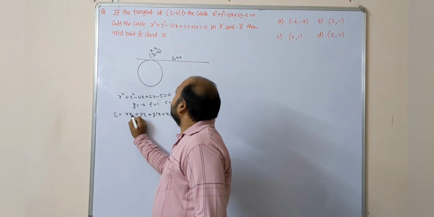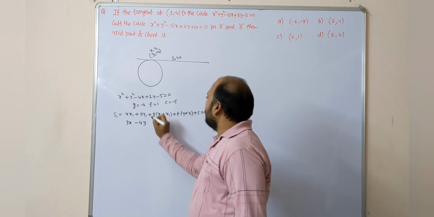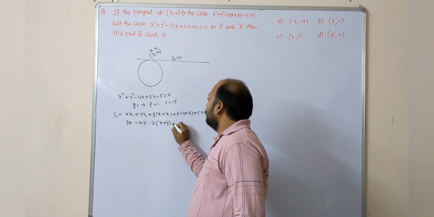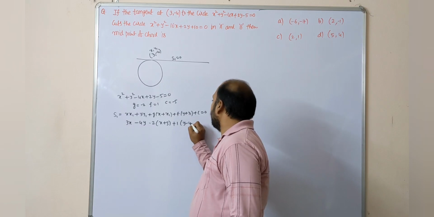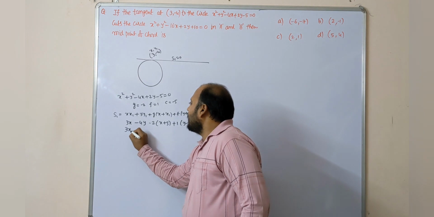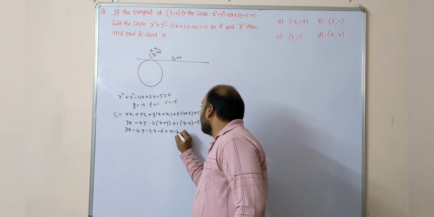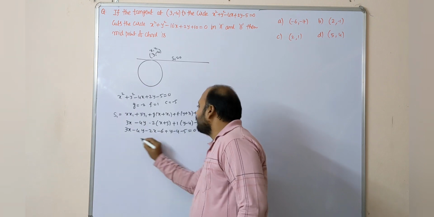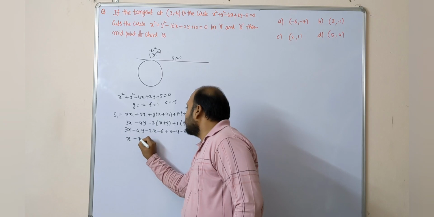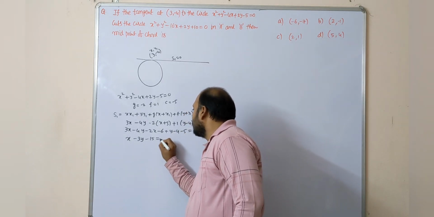Substitute here. x1 value 3, so 3 into x, 3x minus 4y. G value minus 2 into (x plus 3). F value plus 1 into (y minus 4). C value minus 5. Simplification: 3x minus 4y minus 2x minus 6 plus y minus 4 minus 5 equal to 0. So 3x minus 2x is x, minus 4y plus y is minus 3y, and minus 6 minus 4 minus 5 is minus 15.